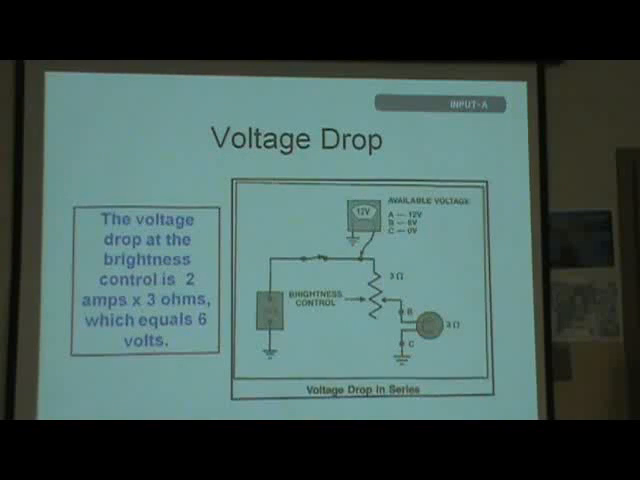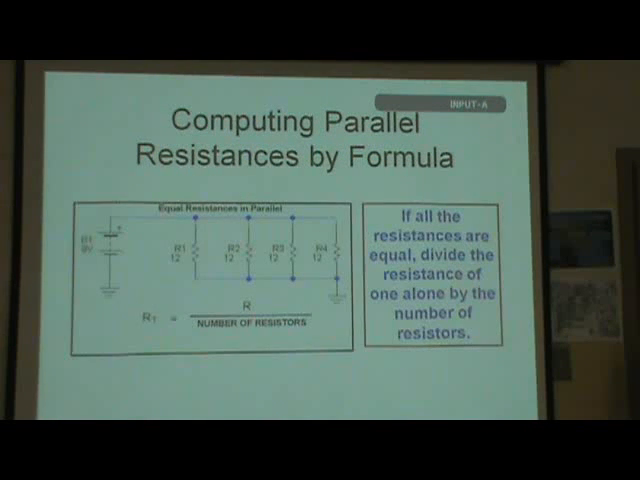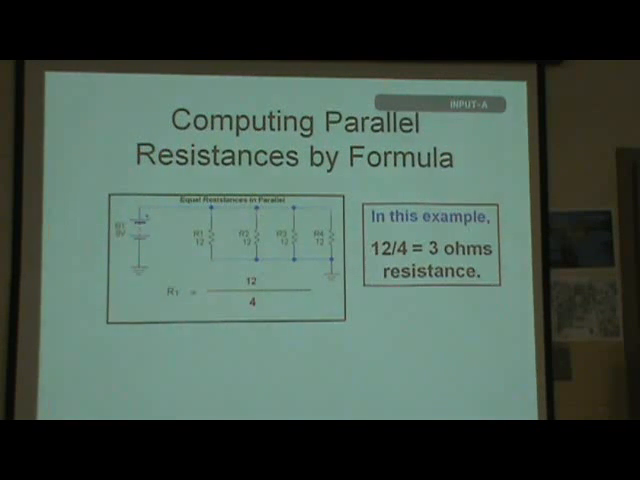But see, when we're moving our meter, you can tell I did that with a live wire, can't you? Okay. See this? Look at that. What you got there? Resistance. You got 12, 12, 12, 12. If all the resistances are equal, divide the resistance of one alone by the number of resistors. See that? 12 divided by 4 equals 3 ohms for the total circuit.